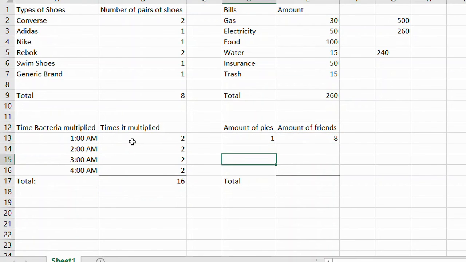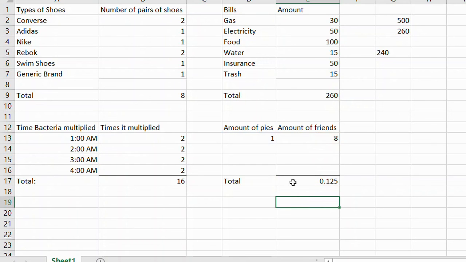Now here, we can use an application of division. If I had one large pie and I have 8 friends and I want to give 1 slice to each friend, how many slices will I get? Here we will put the equal sign, and remember the function for division is the slash sign. So you want to get the amount of pies divided by how many friends we have. And I believe, yes, it's going to give us less than a whole number because we only have 1 pie and we're splitting it into 8.